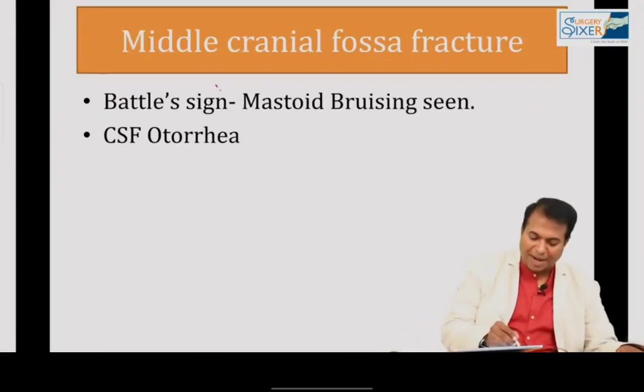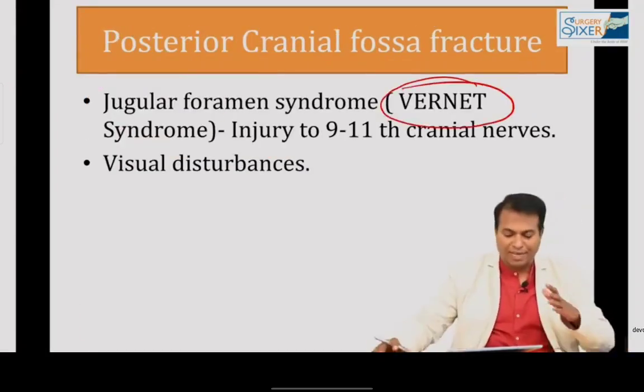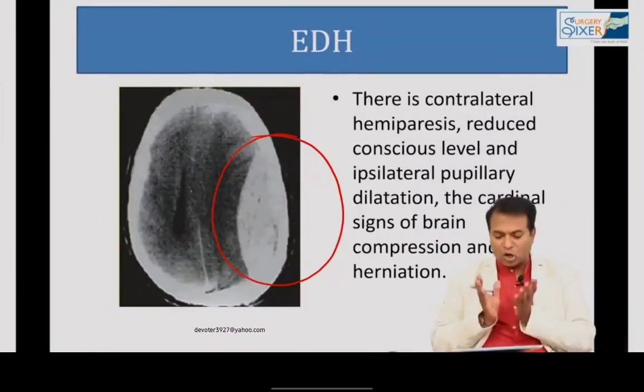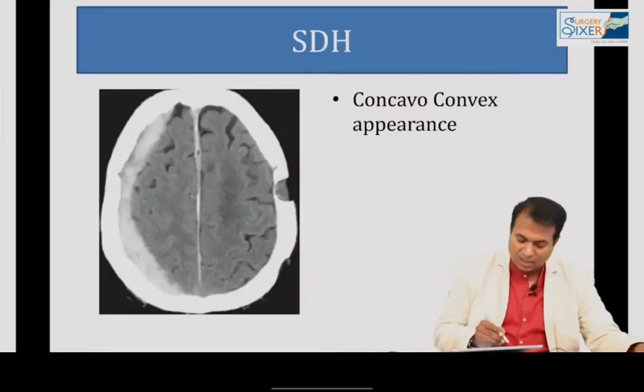Middle cranial fossa fracture, you get Battle sign. Posterior cranial fossa fracture, you get Bernard syndrome. All these I have given in your material. So NICE guidelines to take CT scan, please don't forget. And this CT scan is showing you the extradural hemorrhage, biconvex shaped. Okay, biconvex shaped. And SDH, you can see concavo-convex shaped.